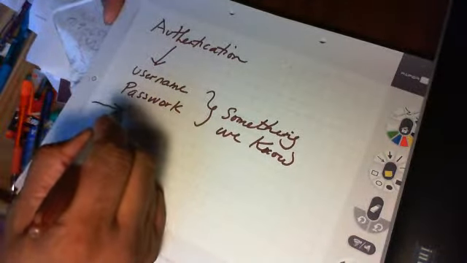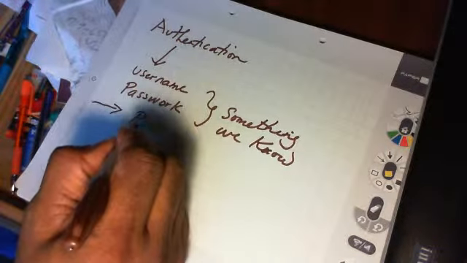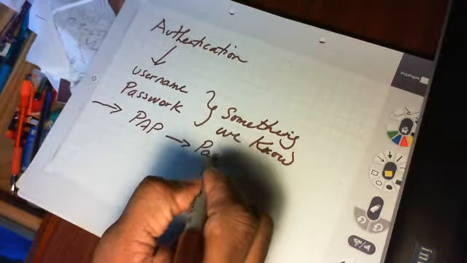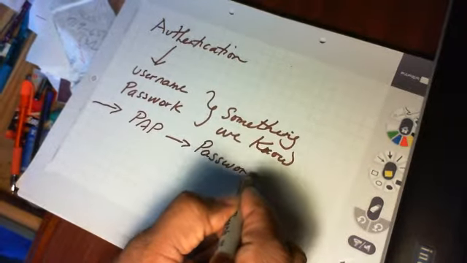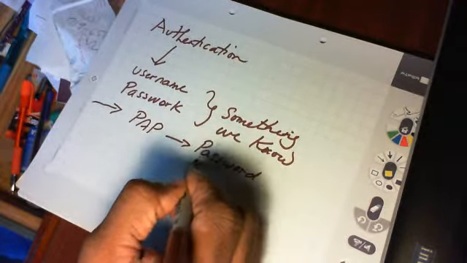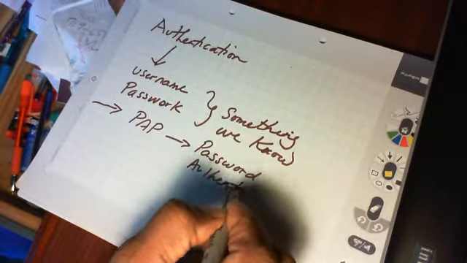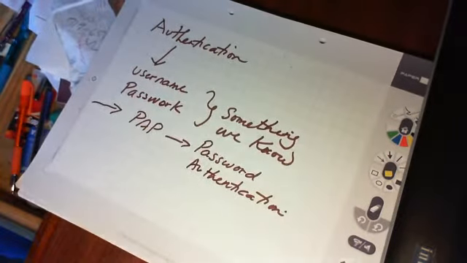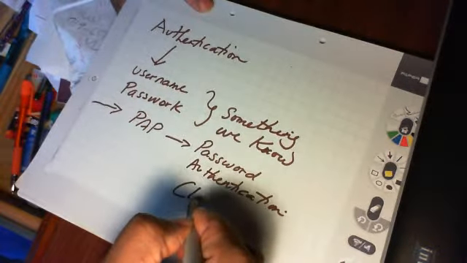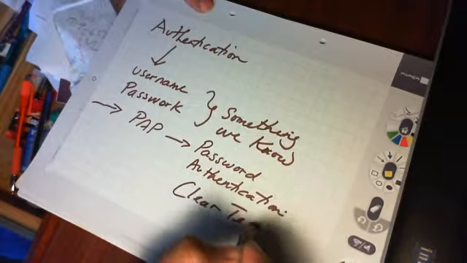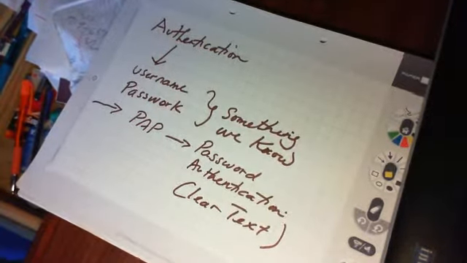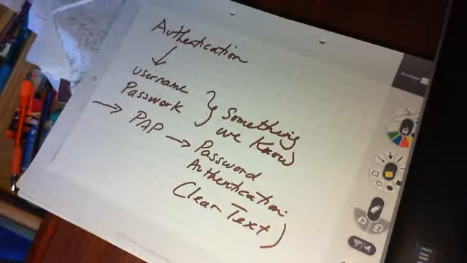remote authentication uses a couple of protocols here. PAP, Password Authentication Protocol. PAP is not that great. It is a clear text protocol. It's not that efficient because somebody can see what you are sending over the network.